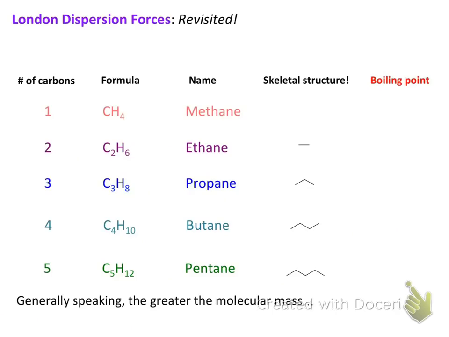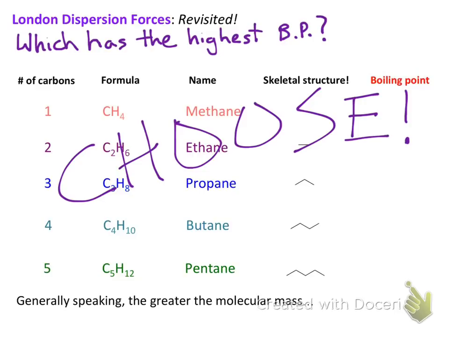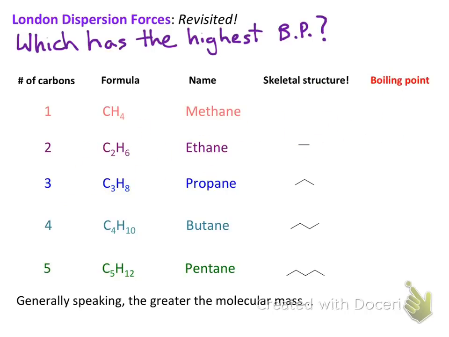In fact, while we're on the topic, let's look at 5 different hydrocarbons: methane, ethane, propane, butane, pentane. So, considering what we just talked about, which has the highest boiling point? Choose. That's right, it's going to be pentane.